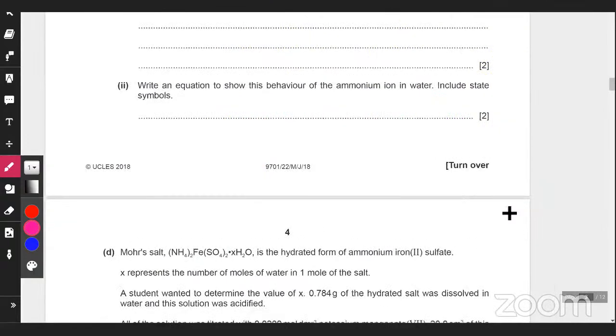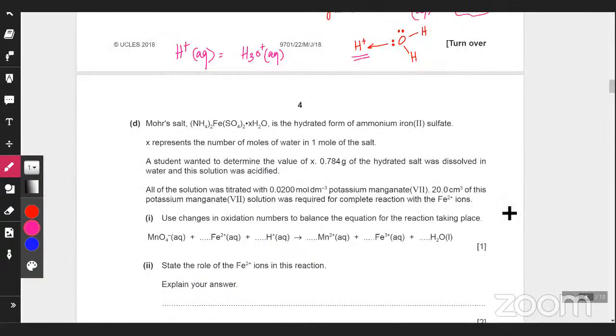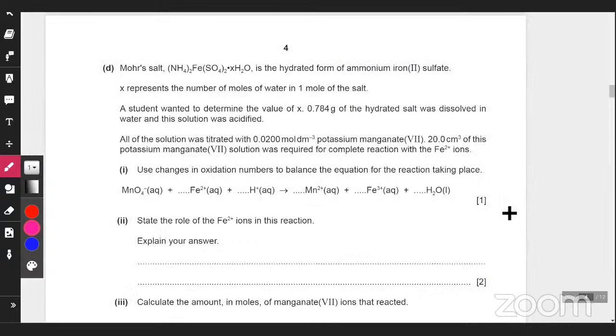Next question, it's about moles. We'll read the question later. The first thing is he's asking us to balance the redox reaction. How do you end up balancing a redox reaction? In any redox reaction, electrons gained and electrons lost must be equal. So they have to be made equal.